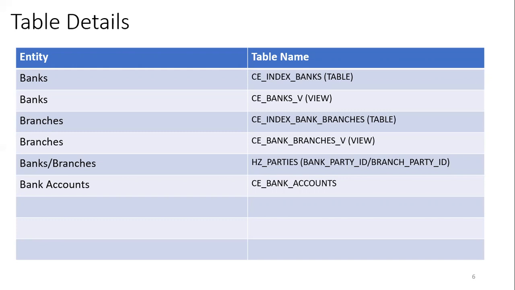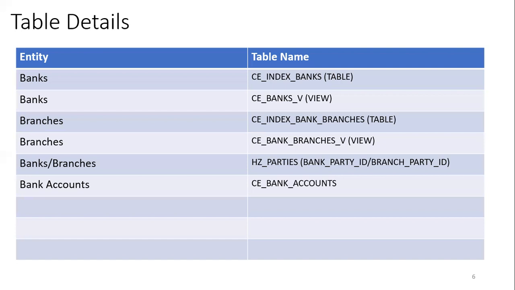Similarly, if you want only the branch information, you can simply get it from CE_INT_BANK_BRANCHES. But if you want some more information, the best thing is to use the view CE_BANK_BRANCHES_V. Any bank or branch which is defined as part of cash management will also be available in the banks and branches. These CE tables are linked to the HZ_PARTIES table. And coming to bank accounts, it's an independent table, though of course it is linked to the branch table.